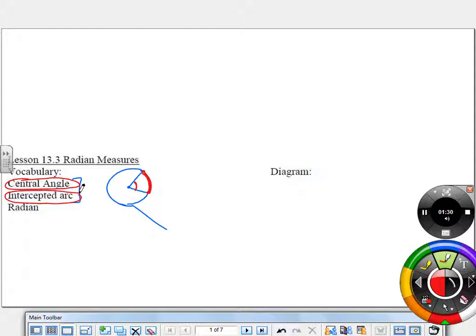Any portion of a circle is an arc. Our angle intercepted it, so it is the intercepted arc. It's basically the piece of the circle that the angle engulfs as you extend it out. We're going to use that stuff later. At the very end, we're going to talk about how to find the length of that arc.